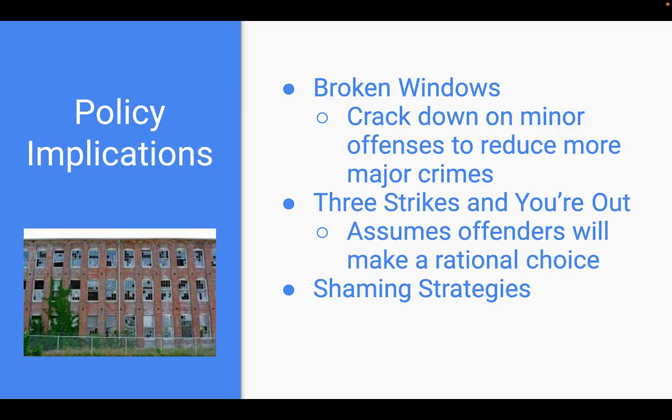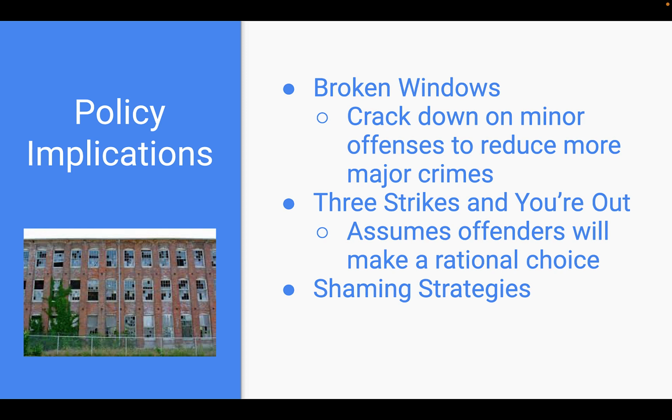Okay, so some of the policy implications from these perspectives. The first is broken windows, the idea of cracking down on minor offenses to reduce more major crimes. And so although many cities have claimed reductions in serious crimes by using this, such as New York or Los Angeles, the fact is that crime was reduced by the same amount across those cities during the same time. Like across all cities during that time. So meaning in the late 1990s to mid 2000s, there was just a large drop in violent crime, and it wasn't the result of broken windows.